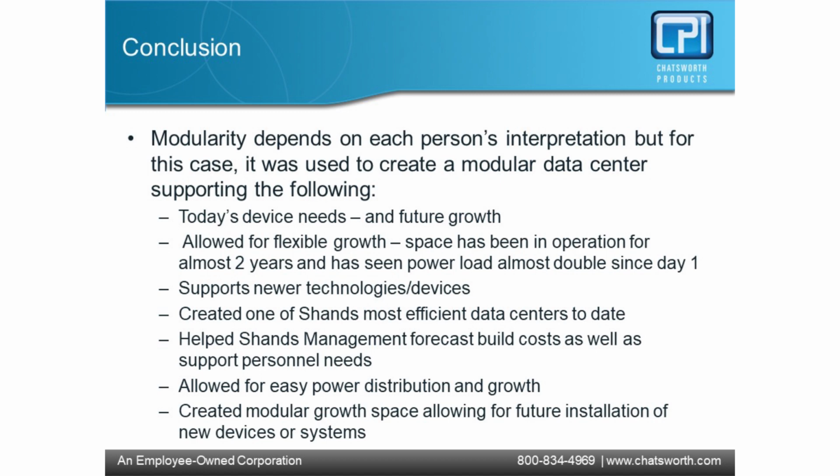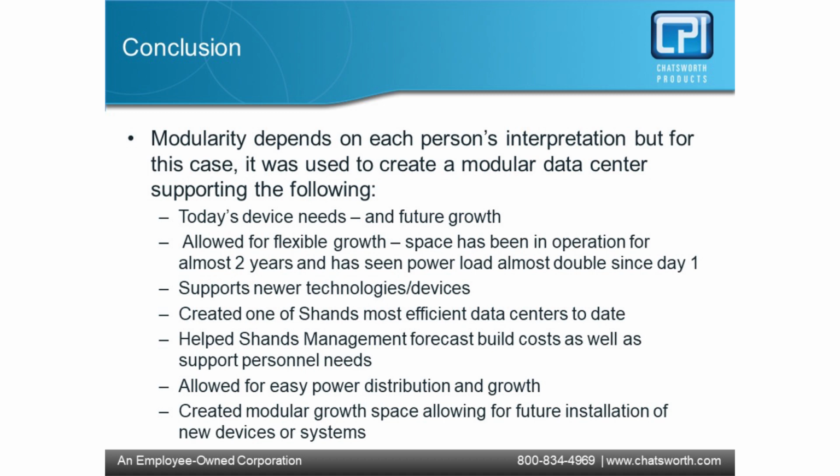We can plan for that future growth and flexibility. The space has been in operation for over 2 years. They've been able to continue to bring in the new devices and support the new applications. But the real significant part of this is that we were able to increase the efficiency of the data center, as well as help Shands come up with a way to forecast their future growth, both in cost as well as in resource needs.